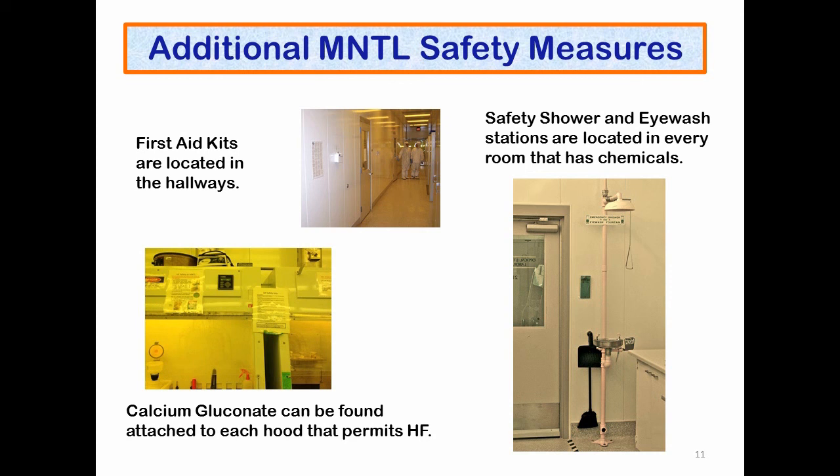This is to ensure that you've removed all the chemicals from your skin and minimized any possible burn issues if it's an acid. Calcium gluconate is provided in each lab that has HF hoods and can be found attached to the hood. Use this only if you suspect that you have a hydrofluoric acid burn. Never put it on your skin underneath a glove, as this would draw any HF to it. So do not use it as a countermeasure. Use it as a safety control.